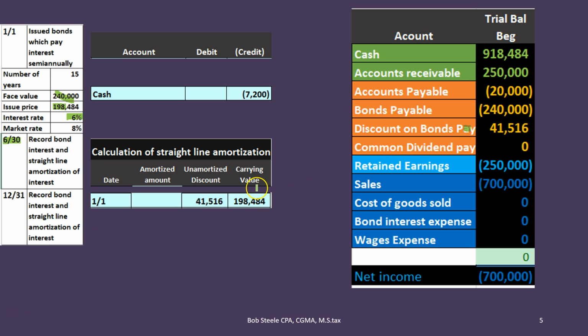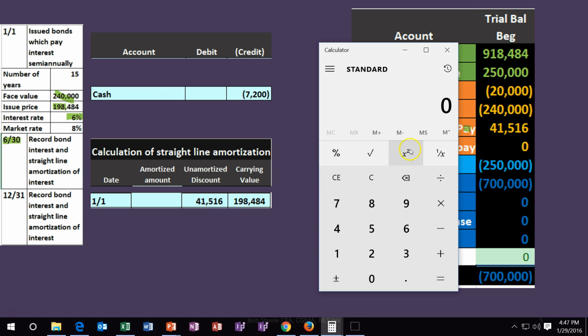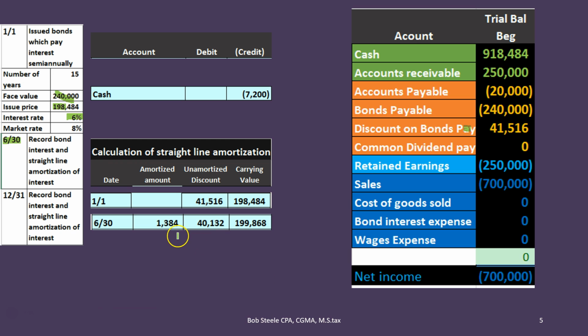So what we have here is we've got the unamortized discount. So if we take out our calculator, the face amount of the loan, $240,000, minus the unamortized discount of $41,516. Remember, that's the carrying amount. That's how much cash was received for the issuance of the bond. Now we're going to have to reduce this 41,516 over the life. So in order to do that, it's going to look like this. We're going to have the amortized amount 1384.